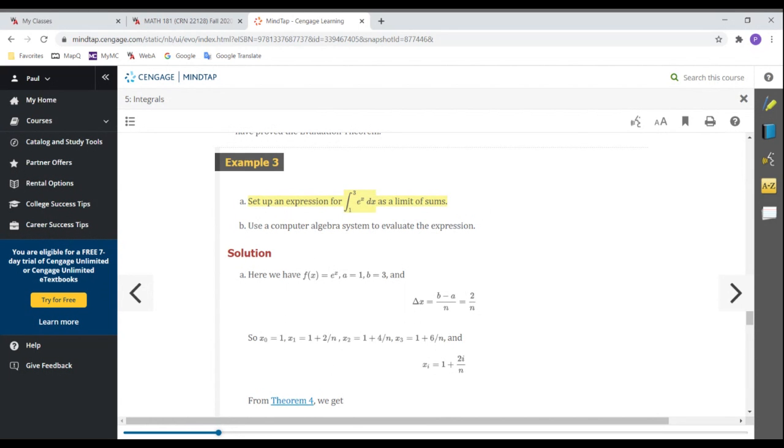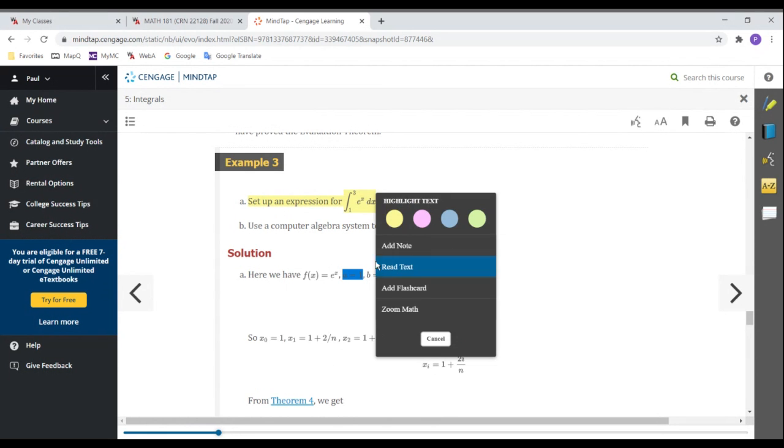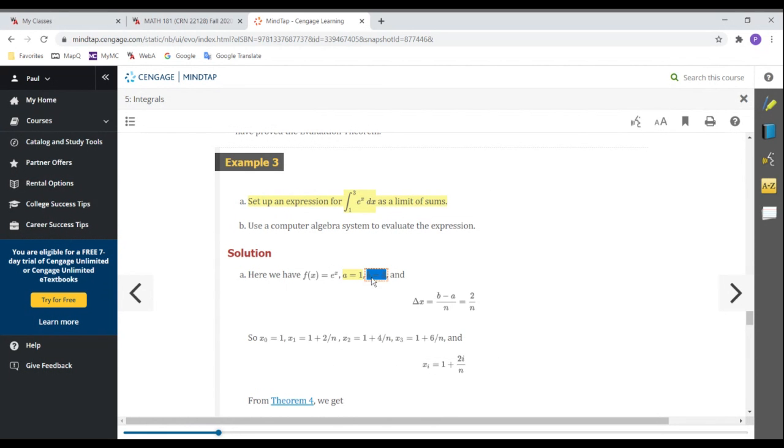The definite integral goes from 1 to 3 of e to the x dx. So what they do here is a equals 1 and b equals 3, right? And so delta x, by definition, is b minus a over n. So you get 2 over n. So far, so good?